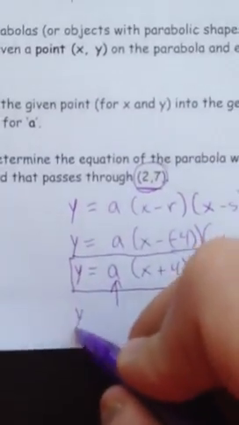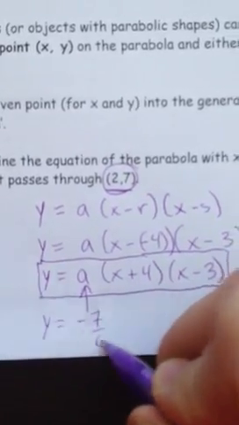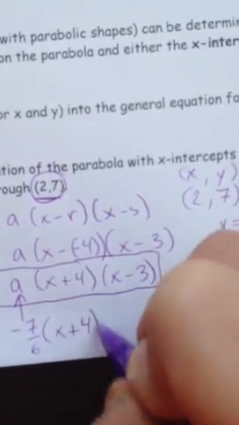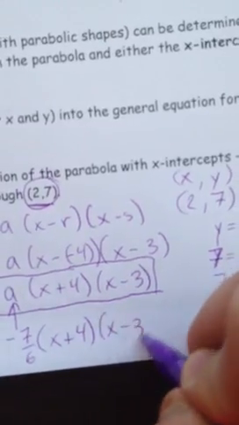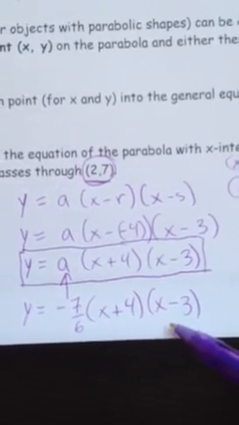Okay, and so that's what I'm going to write here. My final answer will be y equals negative 7/6 times (x plus 4)(x minus 3). And this is in fact my final answer here because it has the proper a value. Now let's take a look at the next example on the second page here.